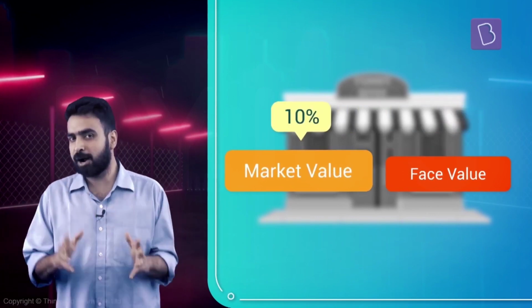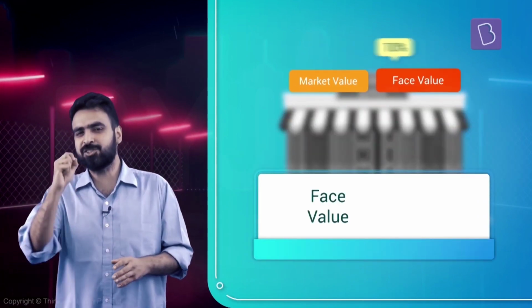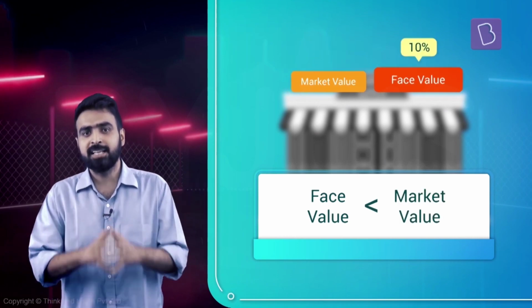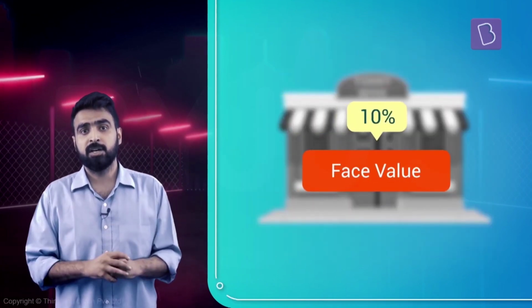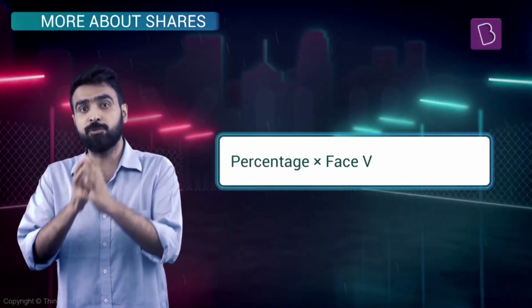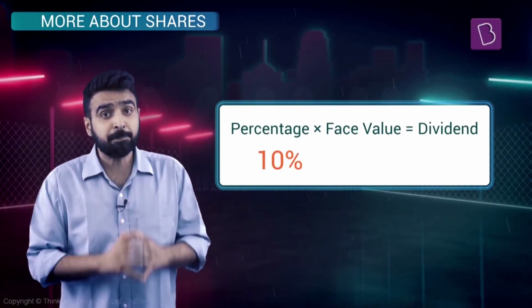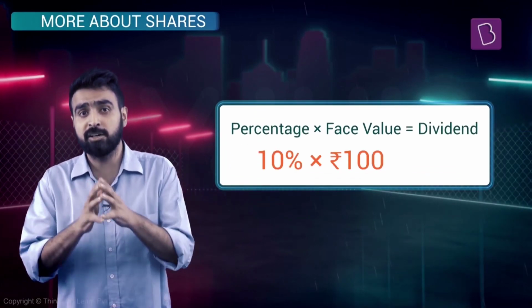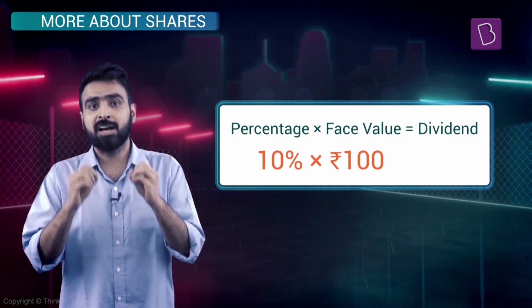Well, companies play smart here. Since face value is generally lower than the market value, they declare it on the face value. So it is always percentage into face value. Now 10% is the rate, face value is 100 rupees, so the dividend amount comes out to be 10 rupees.